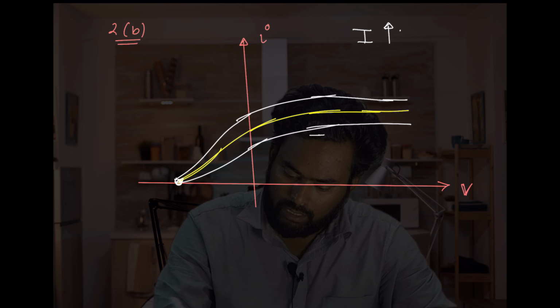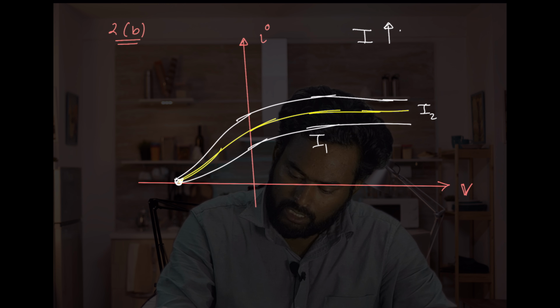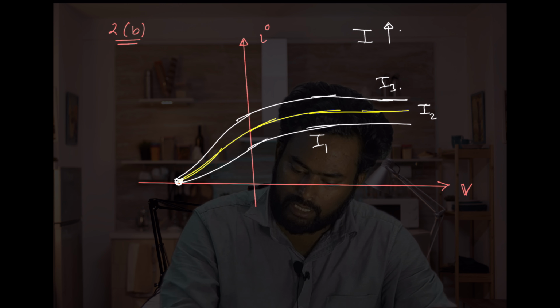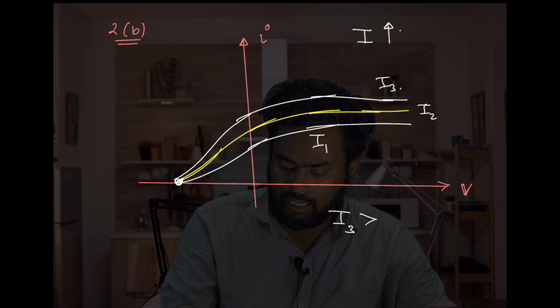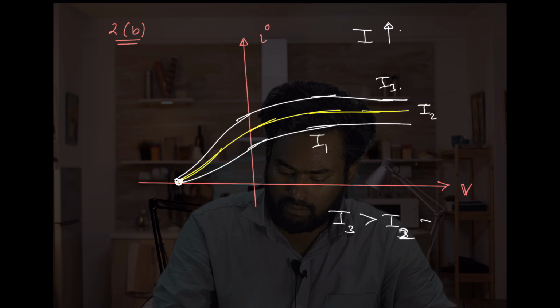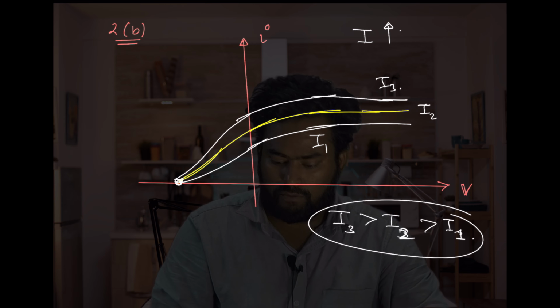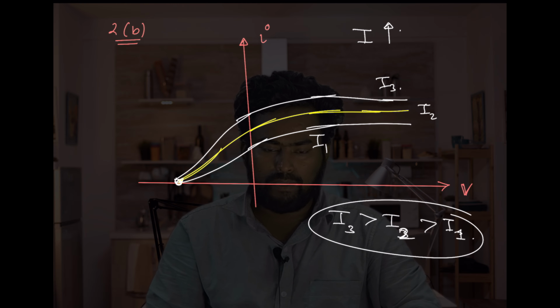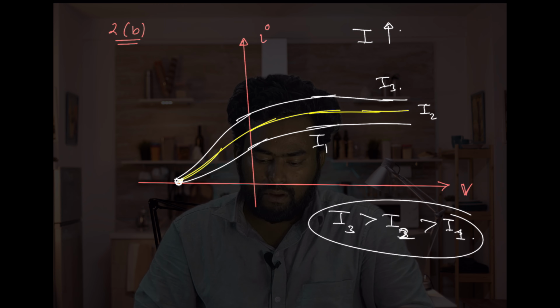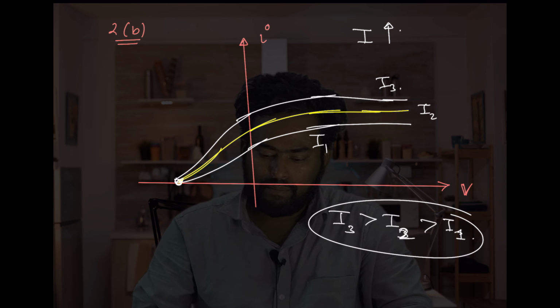So let's say this one is for the first intensity, second intensity, third intensity. So we can say that the third intensity is more as compared to the second one, which is more as compared to the first one. This is the order of intensity as well as the respective graph. Okay, these three graphs clear. Let's move forward to the next graph.